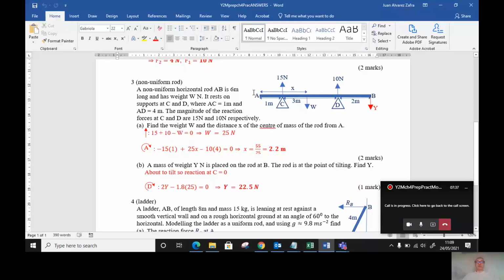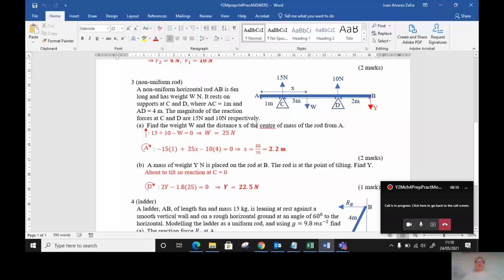So here we're labeling it as just being X meters long because we don't know how far along the rod it is. It rests on supports at C and D, where AC equals 1 meter and AD equals 4 meters. The magnitude of the reaction forces at C and D are 15 newtons and 10 newtons. Okay, so the rod feels these reaction forces upwards from the contact with these supports. And now we're asked to work out the weight W and the distance X of the center of mass of the rod from A. As usual, we can resolve and take moments.